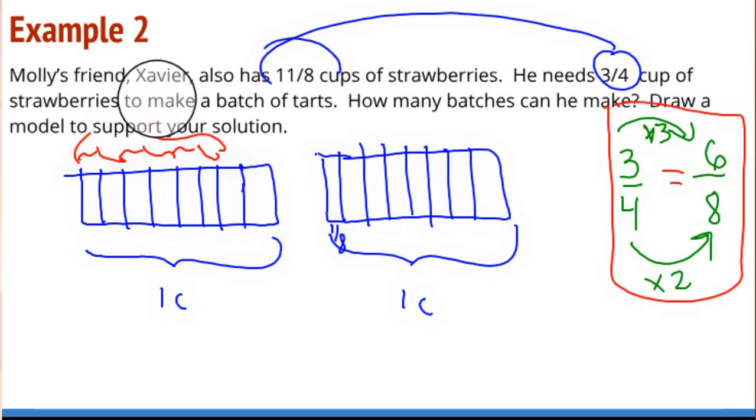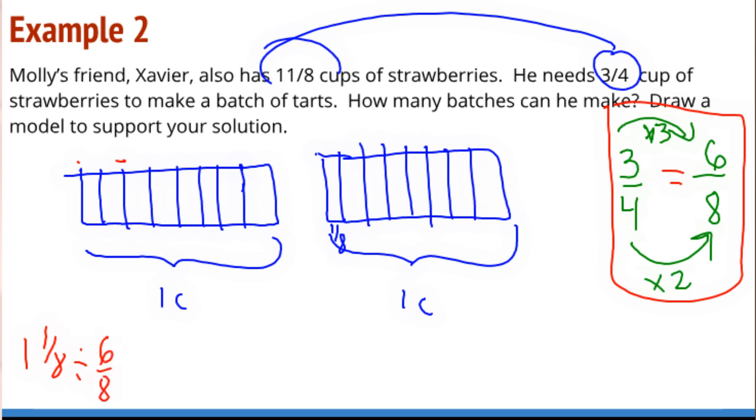And now, because everything's in 8ths, I can work this problem, 1 and 1/8 divided by 6/8. And now I've got pieces that are all the same size, so it makes my grouping a whole lot easier. So I can actually start counting out some groups of 6. 1, 2, 3, 4, 5, 6. So there is one batch of strawberry tarts. And I've got 1, 2, 3 more pieces.